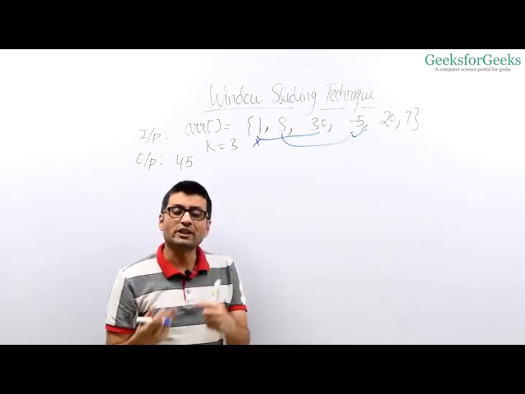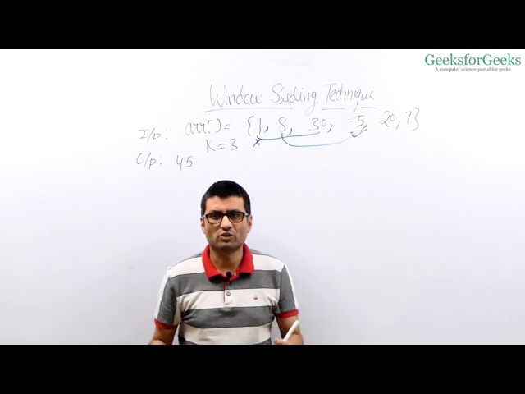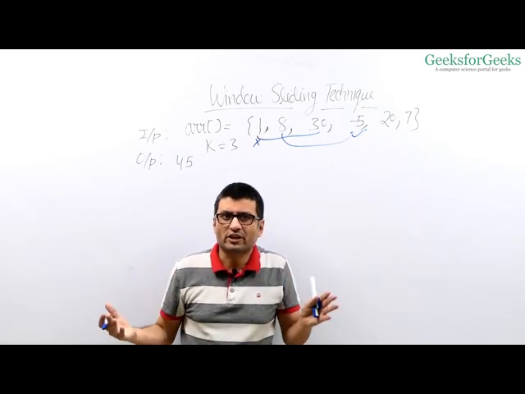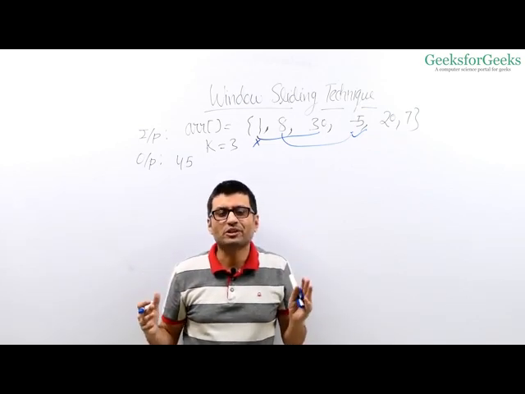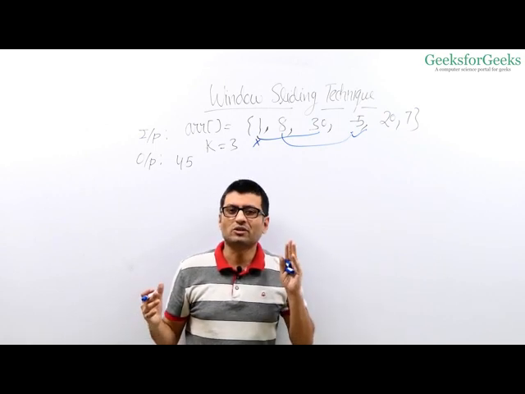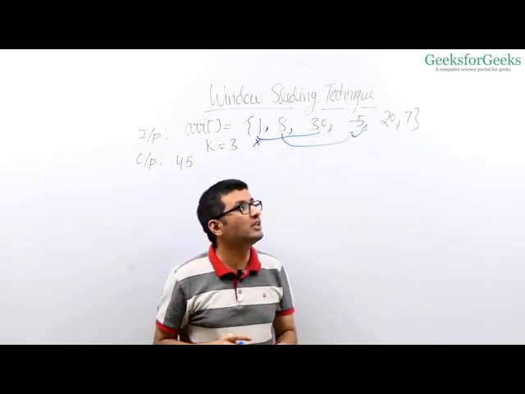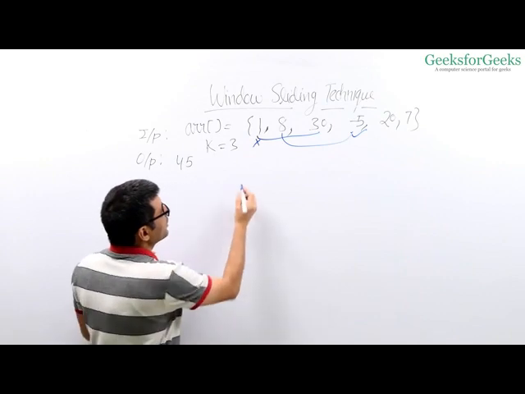I just need to subtract one element and add one element. These two are constant operations. Imagine if k is 100. I don't have to compute the sum of 100 elements. I simply do one addition, one subtraction. Let's see how this works.